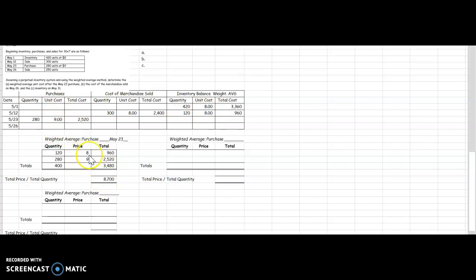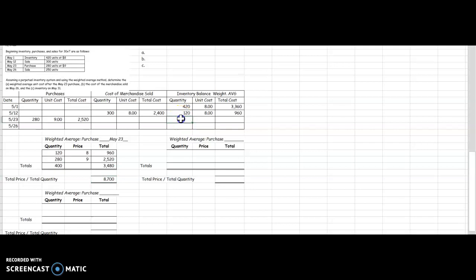Because the average of 8 and 9 would be $8.50, but the weighted average takes into account that we have more of the units at $9 than we do of the units at $8, so it's closer to the $9. In other words, our weighted average is going to be a little bit more than our average of $8.50. That's why it's called a weighted average, because it's weighted based on the quantities that we have of the actual inventory at the different price levels.